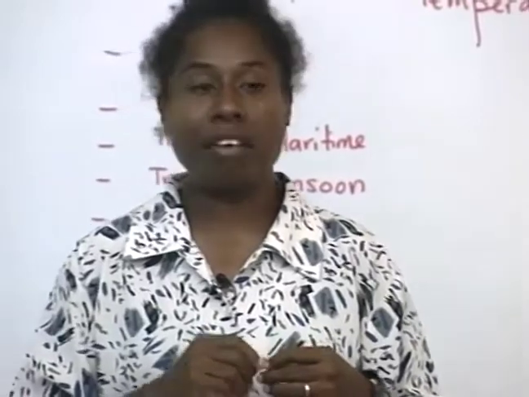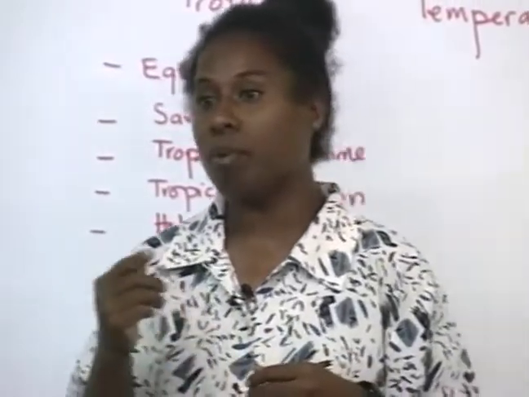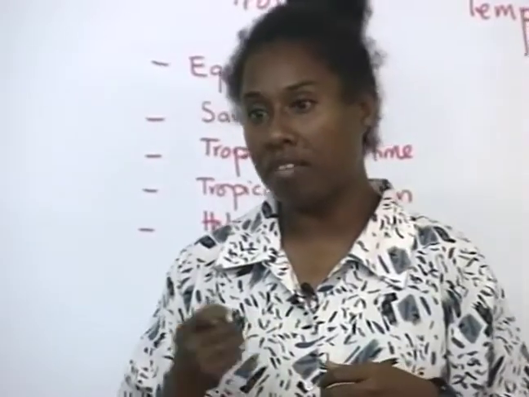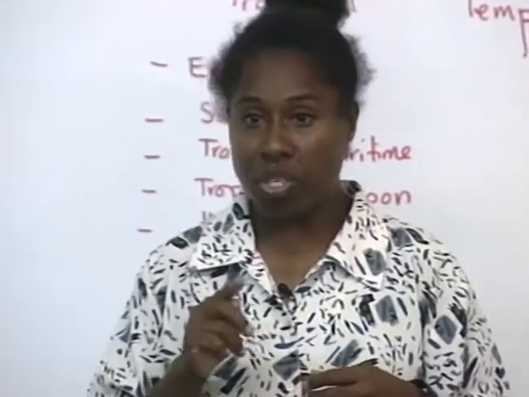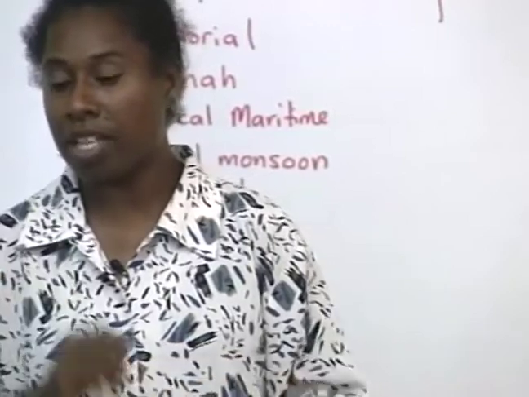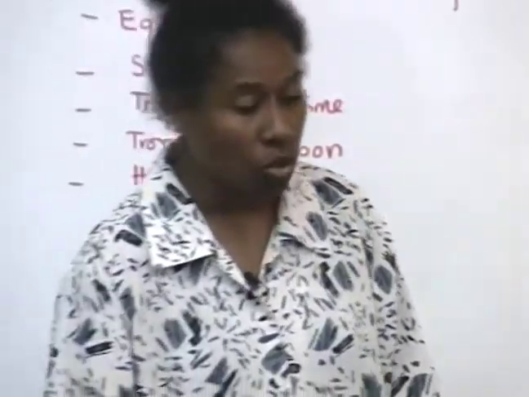Or you might have the highest temperature as 27.5 and the lowest temperature as 26.5. The temperature range is very little, or there is hardly any difference in the highest and the lowest temperature. So that is a characteristic of the equatorial type climate in terms of temperature range.